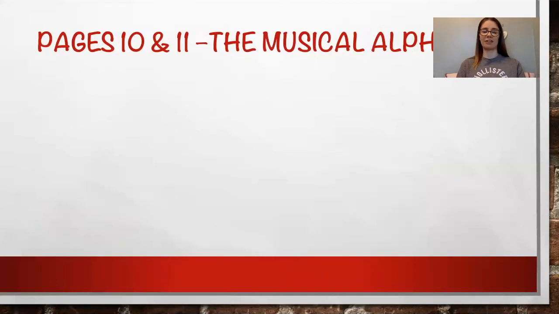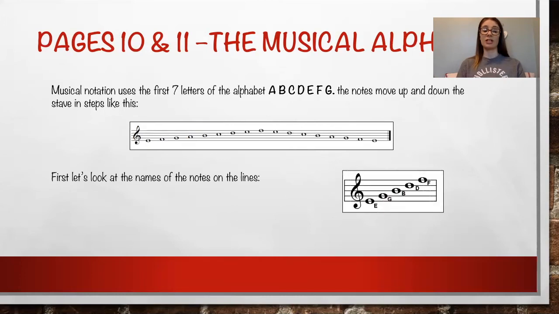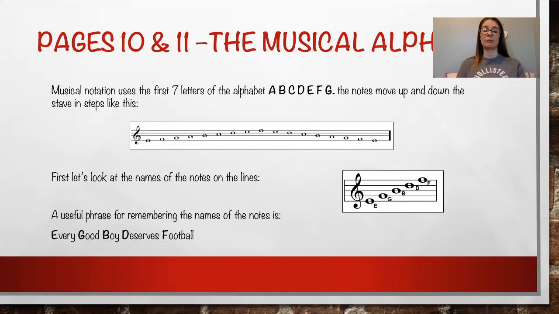Pages 10 and 11, the musical alphabet. Musical notation uses the first 7 letters of the alphabet: A, B, C, D, E, F and G. The notes move up and down the stave in steps like this. First, let's look at the names of the notes on the lines. A useful phrase for remembering the names of the notes is "Every good boy deserves football."